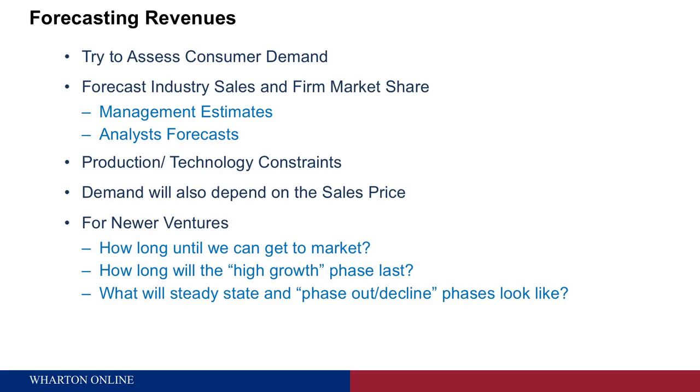So, forecasting revenues, we're trying to assess what's the consumer demand for our product. This might involve looking at industry and market share, management estimates, outside analyst estimates about industry sales might be useful. Production and technology constraints. We can't sell more than we can make, so what's our production capacity? Demand also depends on sales price. The higher you price your product, the lower the sales volume is probably going to be. So you need to work in all of those things.